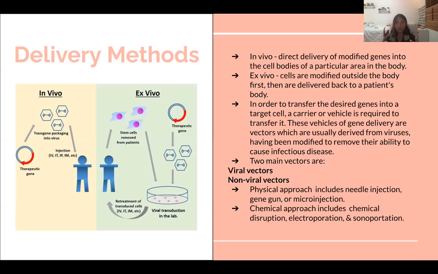But in order to transfer the desired genes into our target cell, a carrier or vehicle is needed to do this. And these vehicles for gene delivery usually have vectors, and these vectors are from viruses, but these viruses are edited so they don't have the infectious disease, they just assist in the process. And so two main vectors are the viral vector and the non-viral vector. And just some physical and chemical approaches are needle injections, gene guns, or chemical disruption.